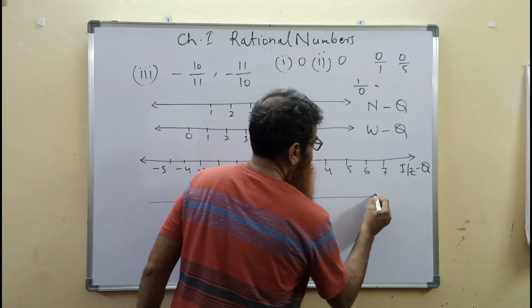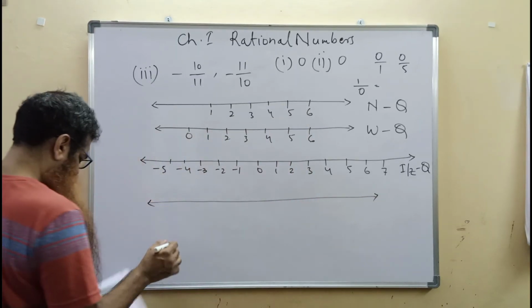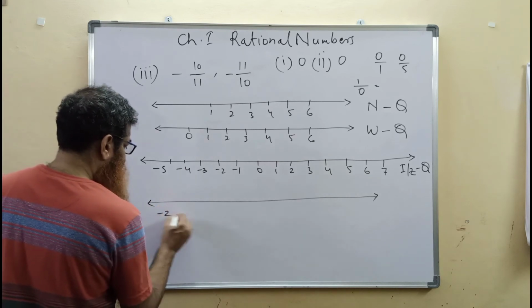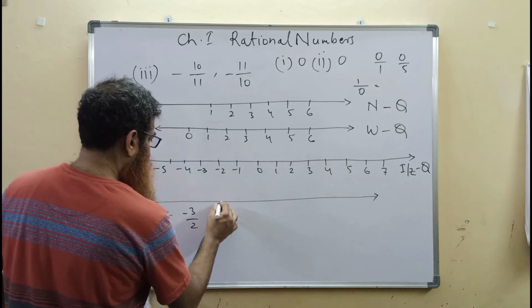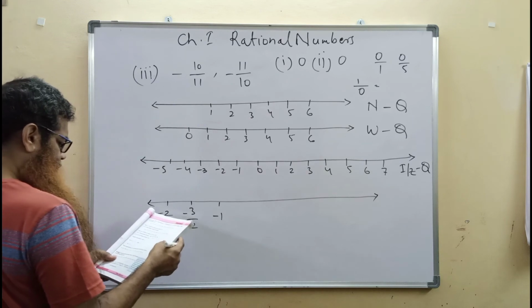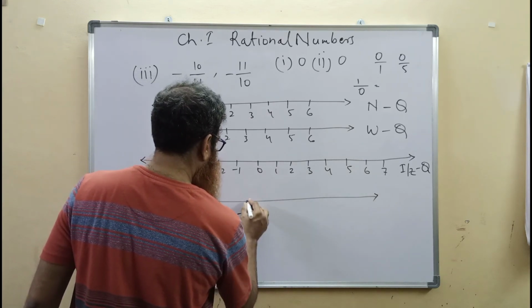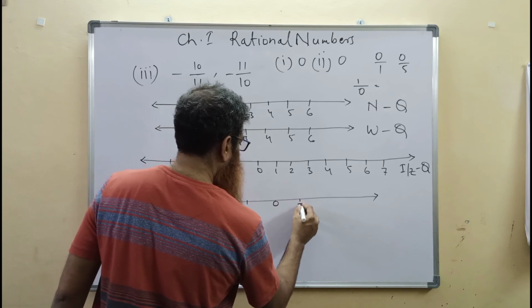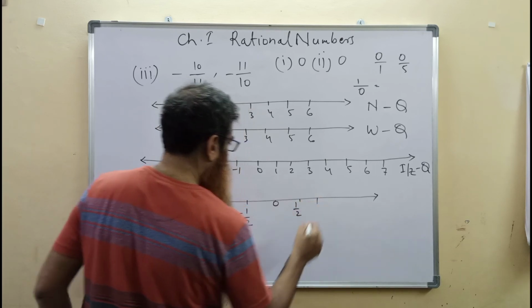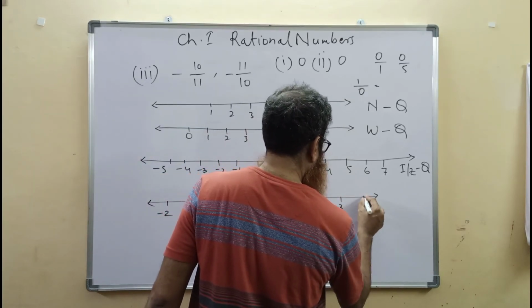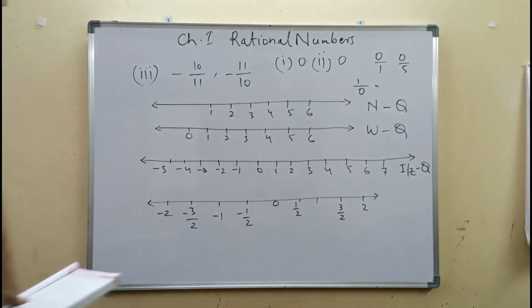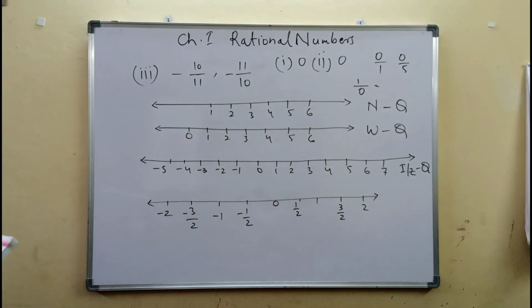A number line to represent rational numbers or fractions, beginning with -2, -3 by 2, -1, -1 by 2, 0, 1 by 2, 1, 3 by 2, and 2. These numbers can be represented on the number line like this.